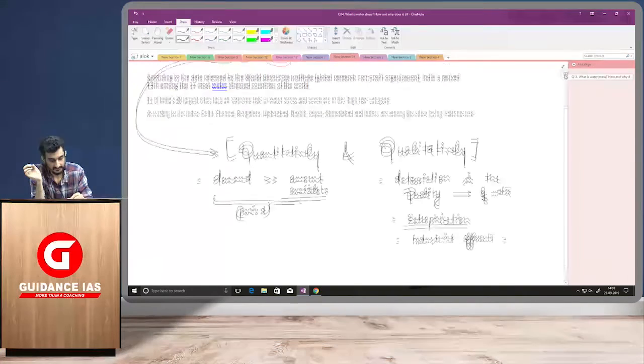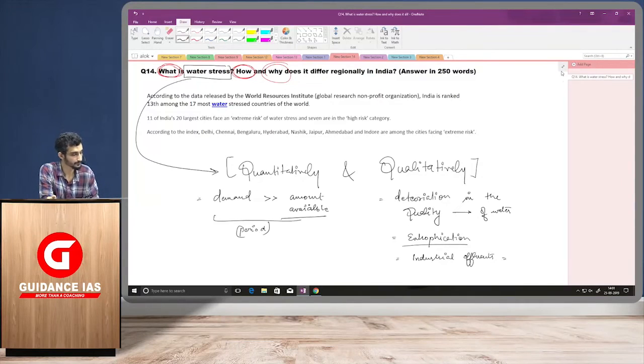And so there are some statistics which I have taken from the net for you. According to data released by the World Resources Institute, a global research non-profit organization, India is ranked 13th among the 17 most water stressed countries of the world. Also, 11 of India's 20 largest cities face an extreme risk of water stress and 7 are in the high risk category. According to the index, Delhi, Chennai, Bangalore, Hyderabad, Nasik, Jaipur, Ahmedabad and Indore are among the cities facing extreme risk. So this information you can either produce or reproduce in the form of text, or you can give an associated map. So it is always advisable to give a map in geography.